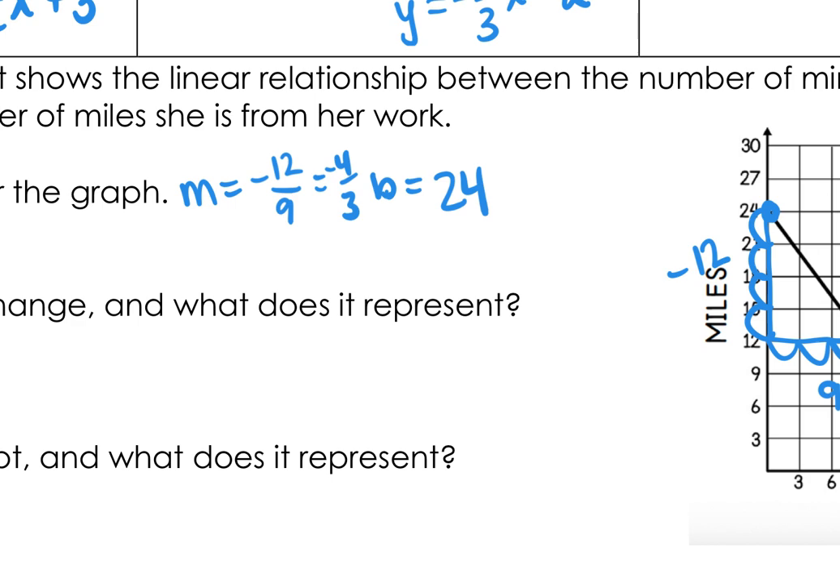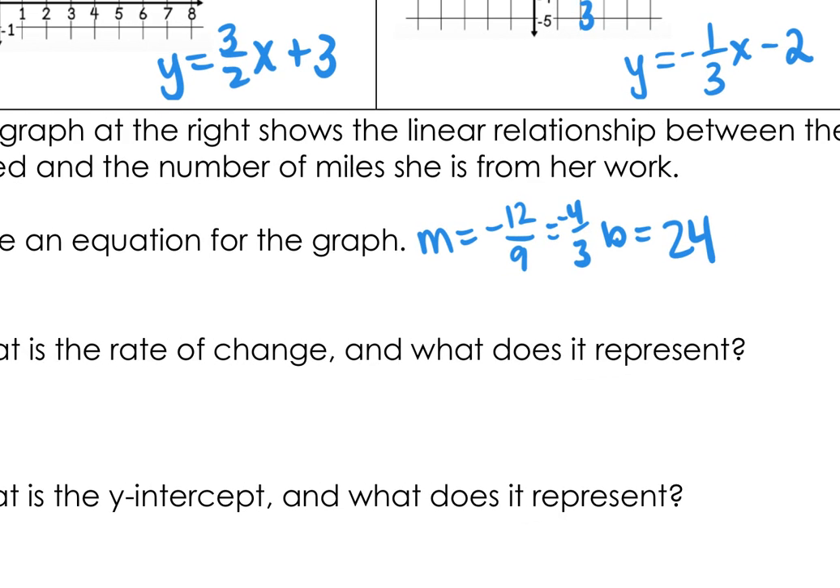All right, so now I have my m and my b. So the equation is y equals -4/3x plus 24.